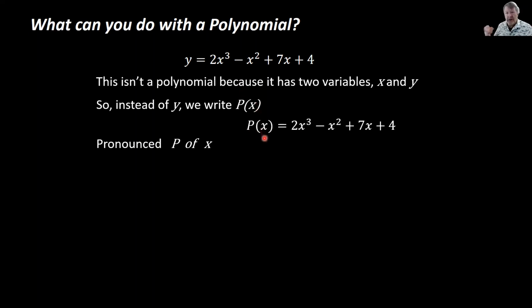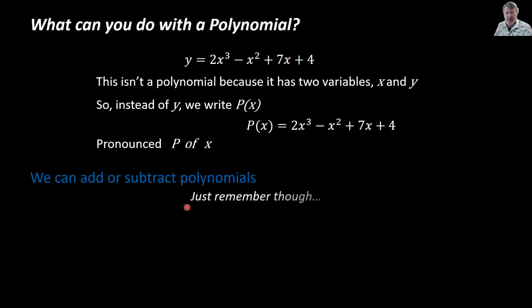Or q of x, or x of x. No, x of x is a bad idea, but you get the idea. F of x is a pretty common one you'll come across soon, the function of x. All right, so what can we do with all this? We can add or subtract polynomials. Now, just a reminder, you can only combine like terms, basic algebra rules.